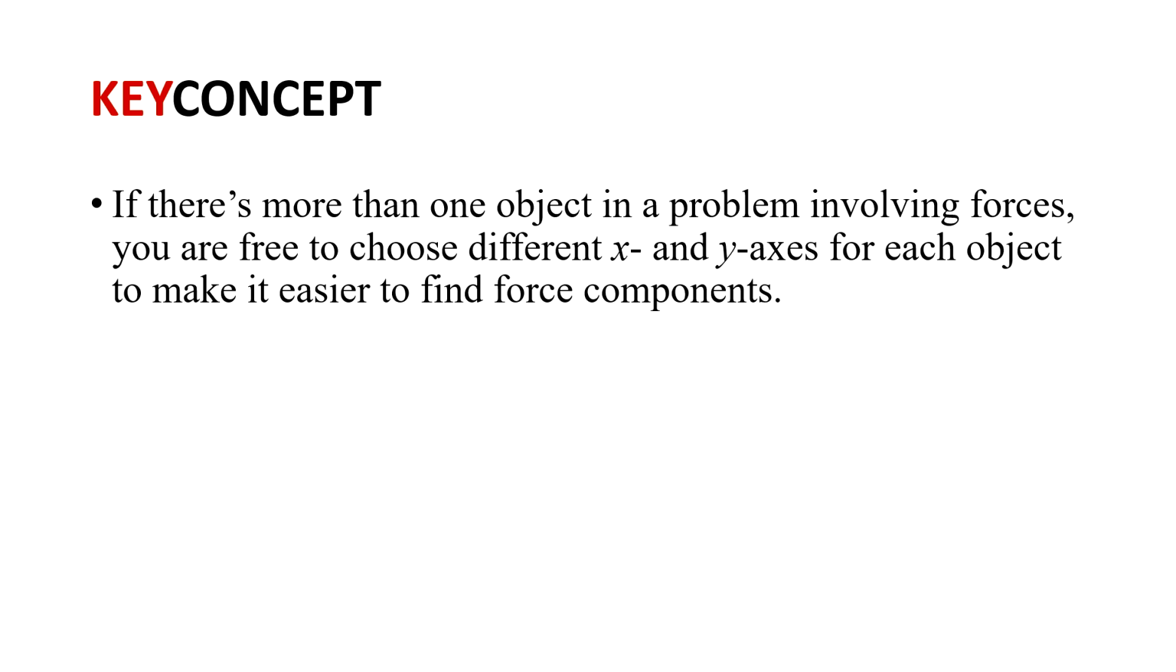Now, what's the key concept that you understand from this? If there is more than one object in a problem involving forces, you are free to choose different x and y axes for each object to make it easier to find force components. For example, in that specific case, the cart had one particular set of x and y axes, and for the bucket you had another set of x and y axes. So you have the freedom to choose different coordinate axes for different bodies even within the same problem.